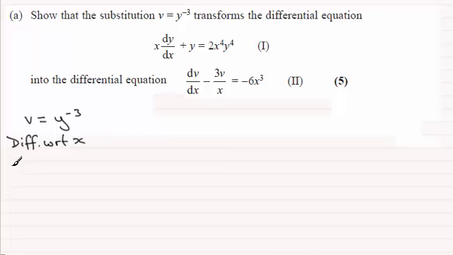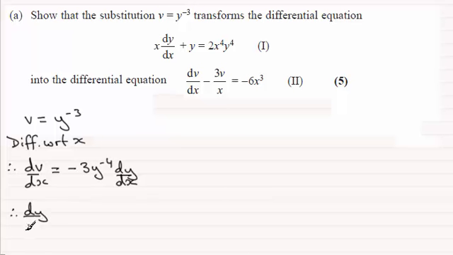Differentiating v with respect to x is therefore going to give us dv by dx. Differentiating y to the power minus 3 with respect to x, we differentiate it with respect to y and get minus 3y to the power minus 4, and then multiply it by dy by dx to complete that differentiation. Okay, so we now need to make dy by dx the subject. So if I rearrange that, dy by dx is going to equal minus y to the power 4 over 3, multiplied by dv by dx.